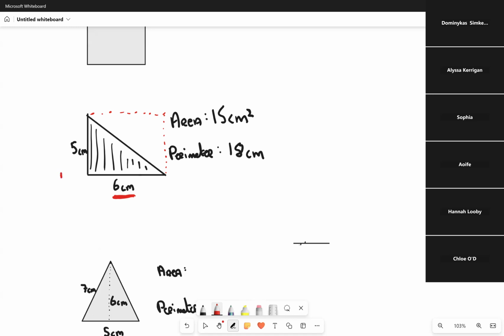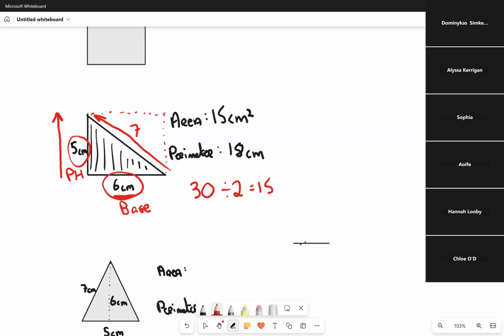Perpendicular height is just the height straight up. So it's not this slant height. Remember there was 7 here. It's not that. It's the height from the base straight up to the top. And that's 5. So you said we multiply these two. Yeah, multiply the base by the perpendicular height, and we get 30. But then we have to half it, don't we? Yeah. And we get 15, which is exactly what Sophia said there. 15 centimeters squared. Happy enough with that?